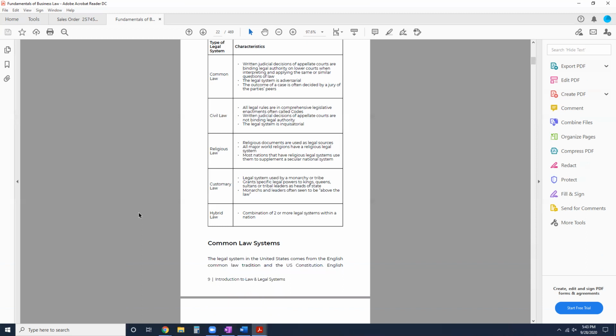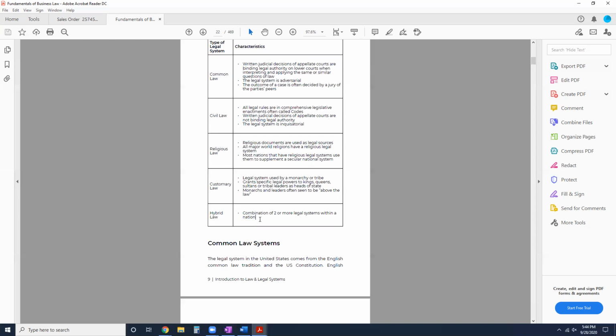Okay. And then we have hybrid law. Hybrid law is a combination of two or more legal systems within a nation. I'll give you two examples of hybrid law legal systems. Louisiana has a lot of civil law within it, even though Louisiana, by being a state within the United States, should have common law. But because it came from the French, there is a very strong civil law influence within Louisiana, so much so that many times we consider it more civil law than common law.